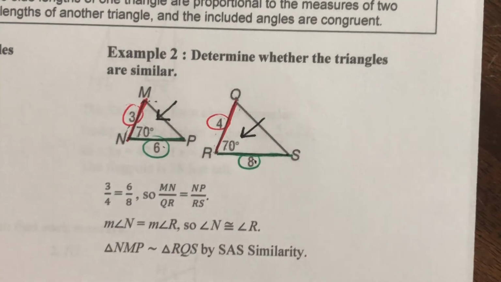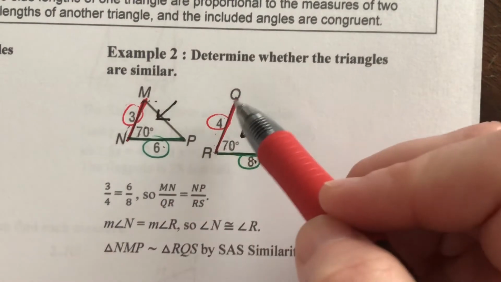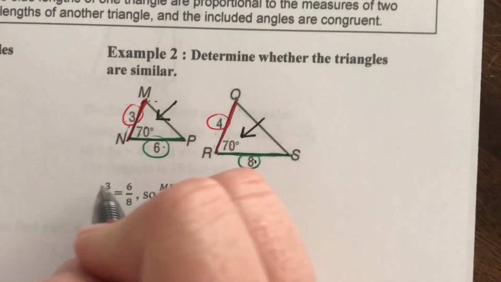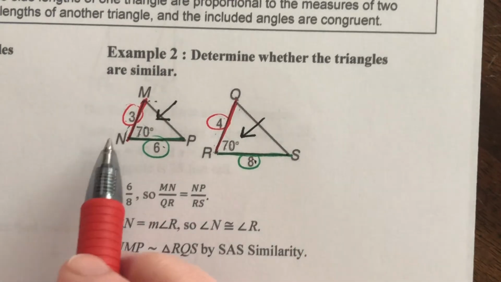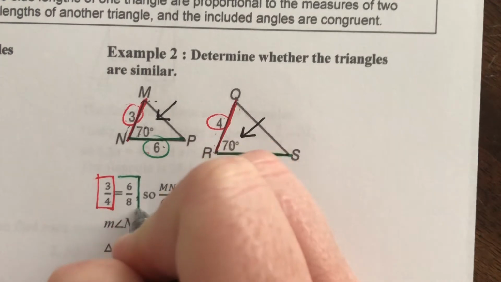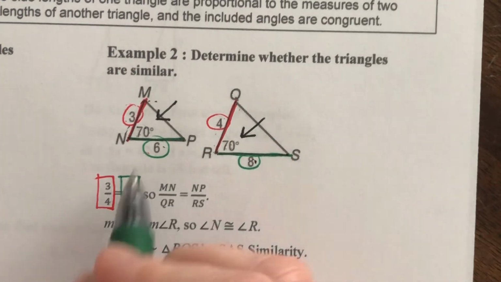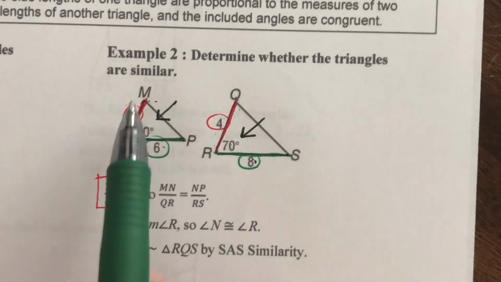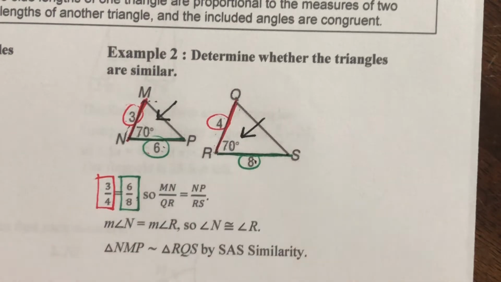All right, so if we compare this, NM and RQ, we get 3/4, right? That's this first one. And then NP to RS is 6/8. That's this guy. And if we cross multiply, we get the same thing. 6 times 4 is 24. 3 times 8 is 24. So these two ratios are equal. They're the same. So whether you're talking about here to here or here to here, they're the same.